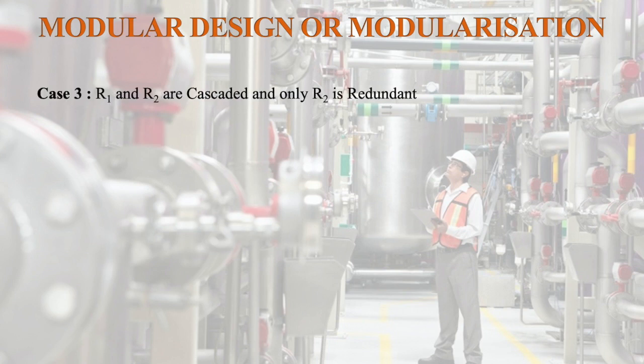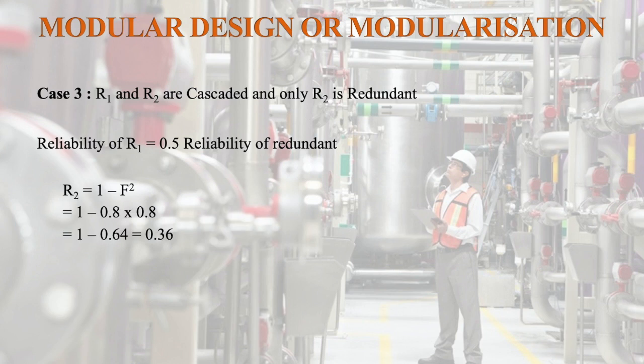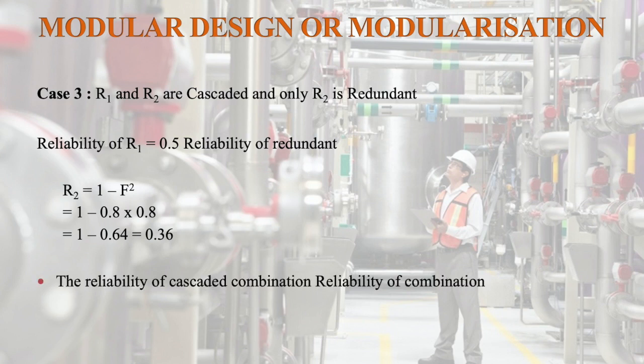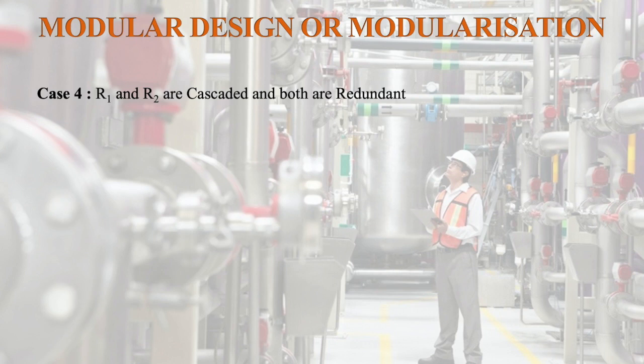Then in case 3, R1 and R2 are cascaded and only R2 is redundant. Here there is no change for R1, R1 is equal to 0.5, and R2 is equal to 1 minus F square, because that is redundant. So 1 minus 0.8 into 0.8, that is equal to 0.36. The reliability of the cascaded combination is 0.5 into 0.36, that is equal to 0.18.